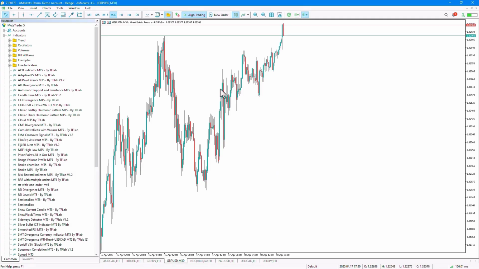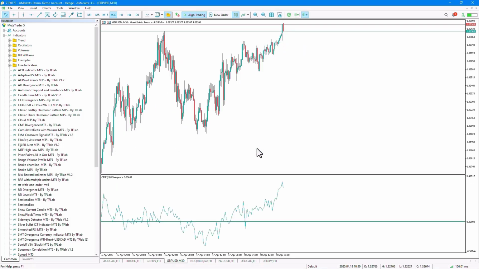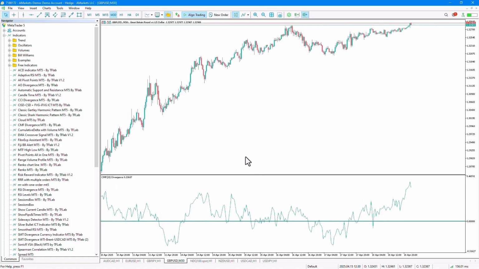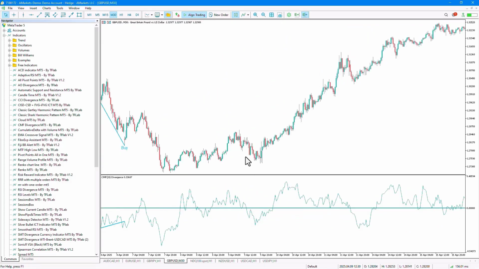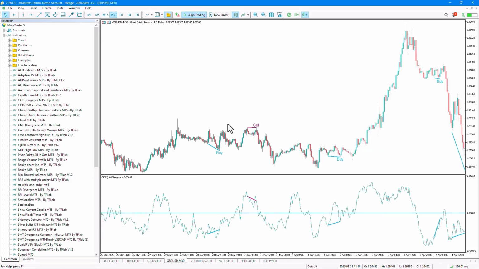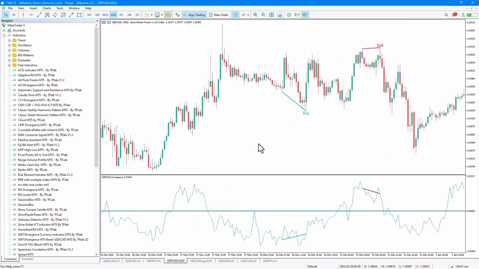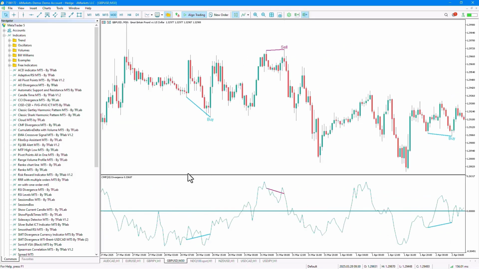From the Navigator section, we select the indicator file and execute the indicator by dragging the file onto the chart. Once the indicator is executed on the chart, it begins to identify positive and negative divergences on the price chart. The CMF divergence indicator is a special and practical tool that is useful for traders who are looking to identify positive and negative divergences on the price chart based on the CMF indicator.